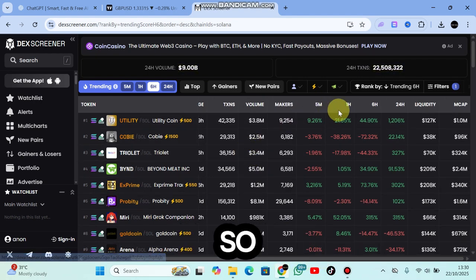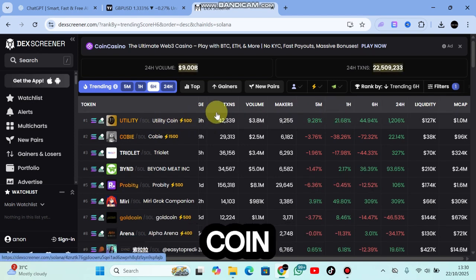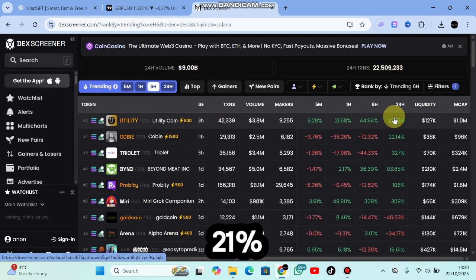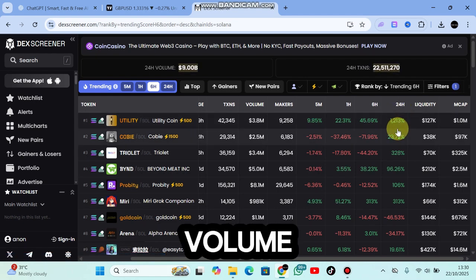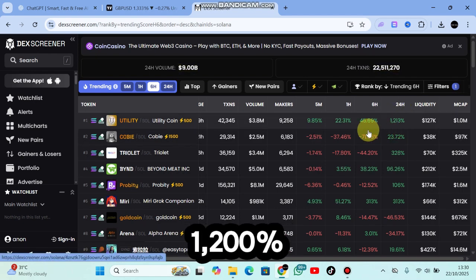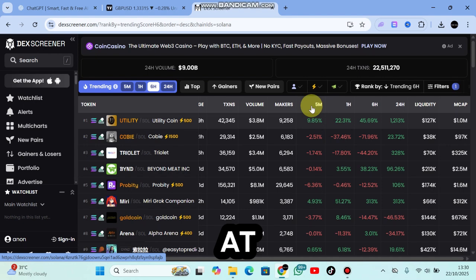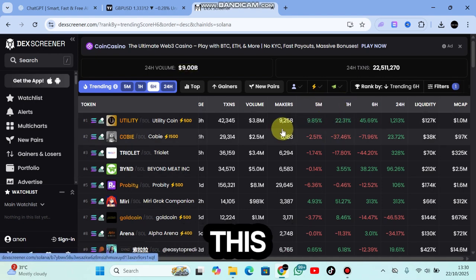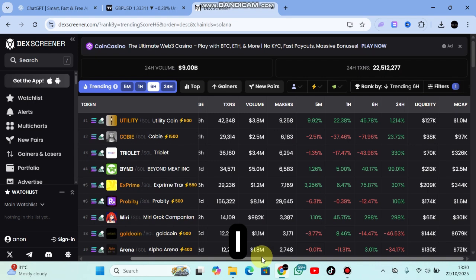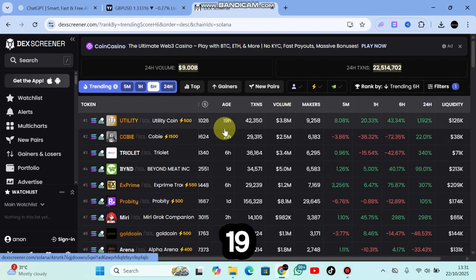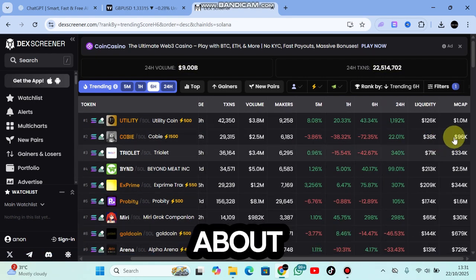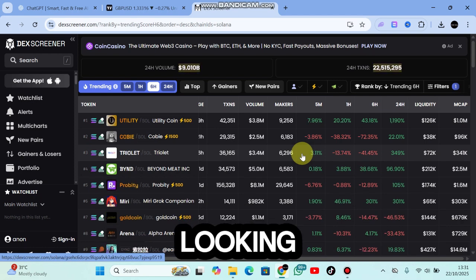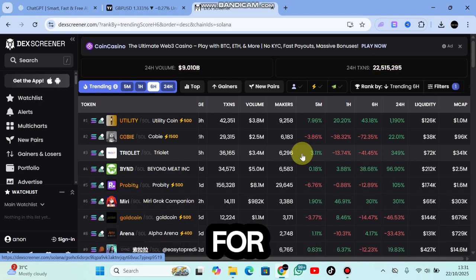So this particular one, Utility coin. In the last 1 hour, the volume is about 21%, and in the last 24 hours, the volume is about 1,200%. So we're looking at the last 5 minutes and 1 hour, those that still have volume, and this particular one still has. The age is about 19 hours, and the market cap is about 1 million. So it depends on what you are looking for.